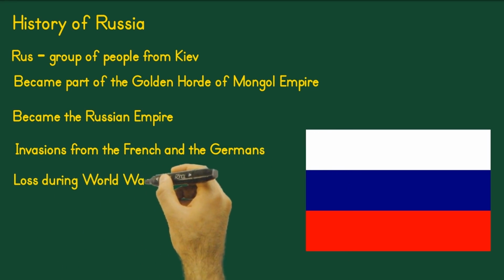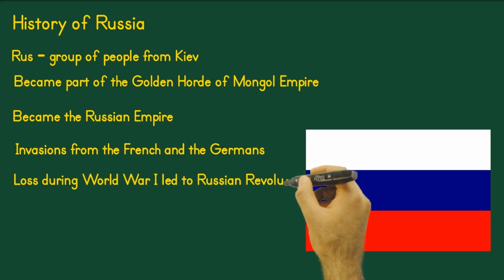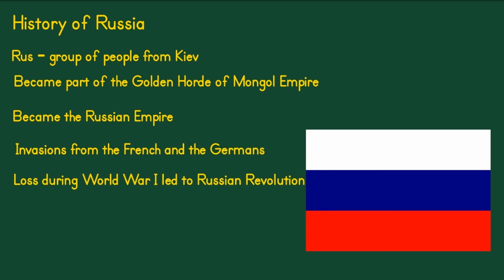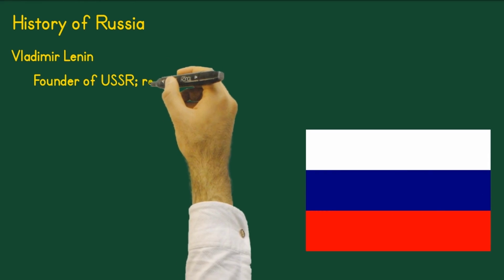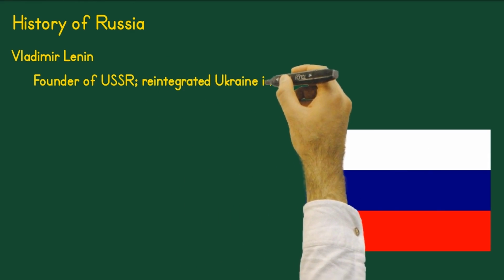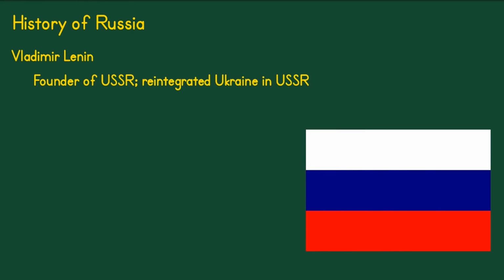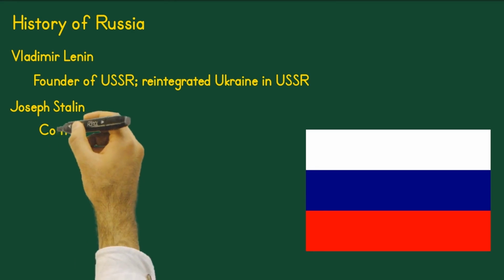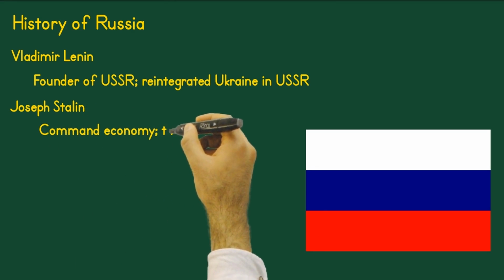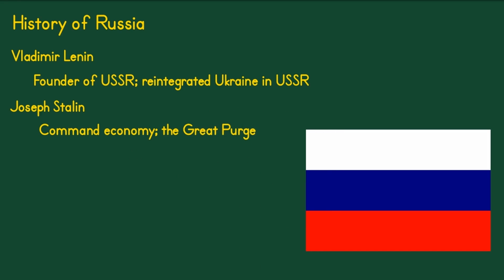The destruction of World War I led to the Russian Revolution of 1917. Then, in 1922, Vladimir Lenin transformed Russia into a communist country under the full name the Union of Soviet Socialist Republics, USSR, commonly known as the Soviet Union. Later on, it reintegrated Ukraine into the newly established communist country. Lenin's successor, Joseph Stalin, started a command economy in the country. It means that the government has the sole authority on the economic policies of the country.